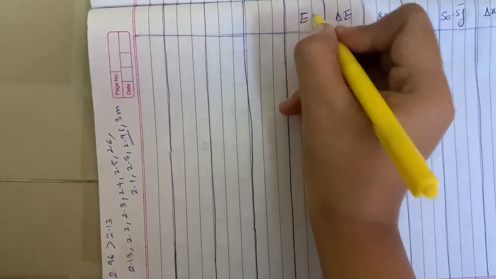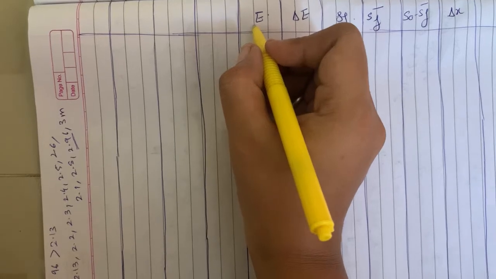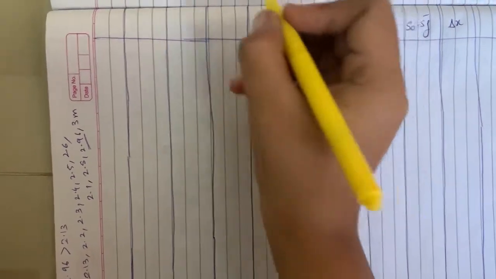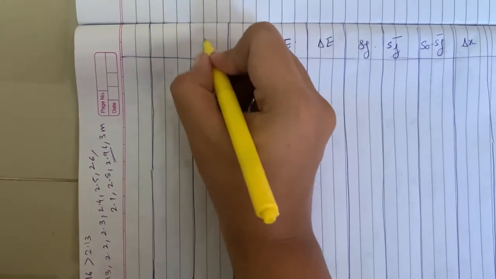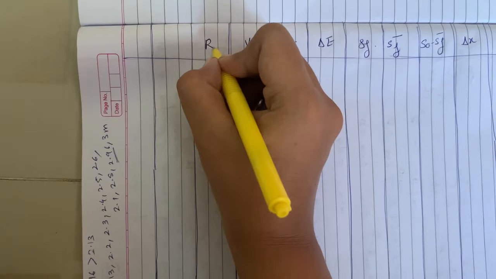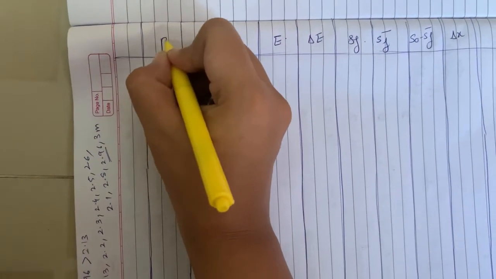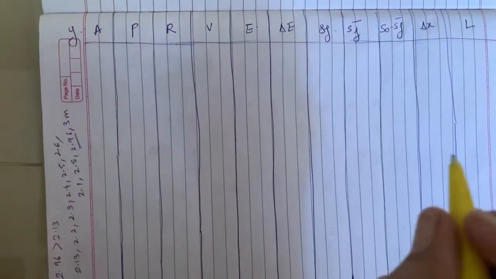For finding delta E we need to find out E. For E, the formula is y plus v square by 2g. So we need to find out velocity, that is discharge by area. For finding this velocity we need the weighted hydraulic mean depth, then the wetted perimeter, area and different depths. This is the tabular form.